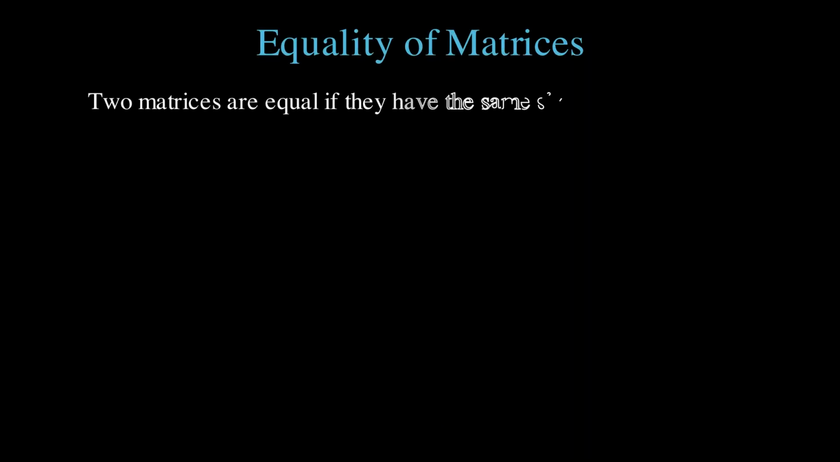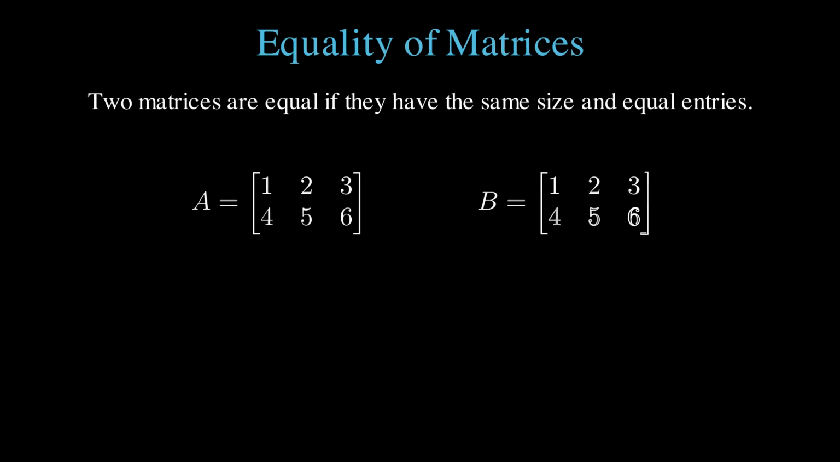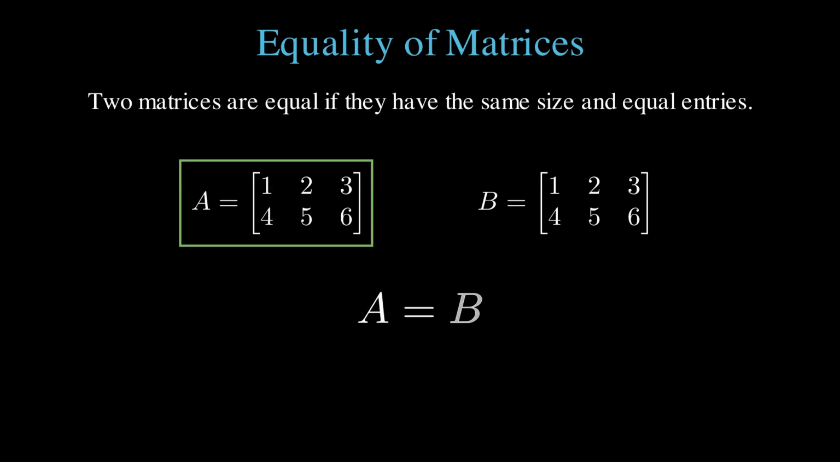Two matrices are equal if and only if they have the same size and their corresponding entries are equal. Here are 2 matrices, matrix A and matrix B. They are both 2 by 3 matrices. Each entry in matrix A is equal to the corresponding entry in matrix B. Therefore, we can say A equals B.